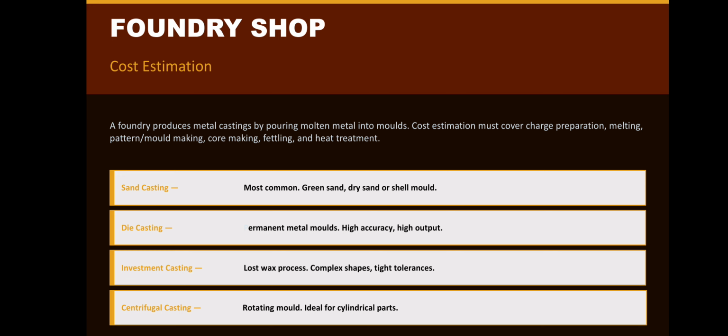Sand casting is the most commonly used casting. Green sand, dry sand, or shell mold are included in sand casting. Die casting means permanent metal molds, high accuracy and high output we can get through the die casting. Investment casting means lost wax process, complex shape, tight tolerances are included in the investment casting. Centrifugal casting includes rotating mold, ideal for cylindrical parts.